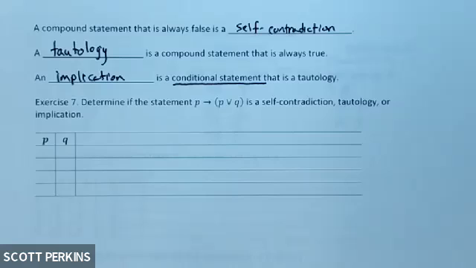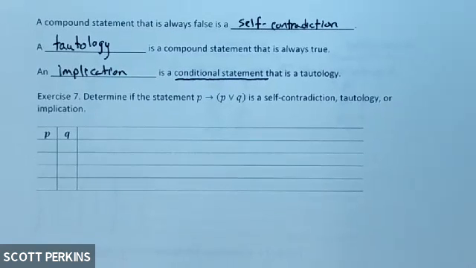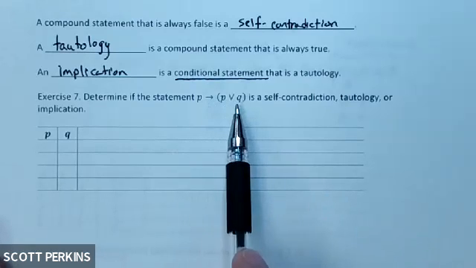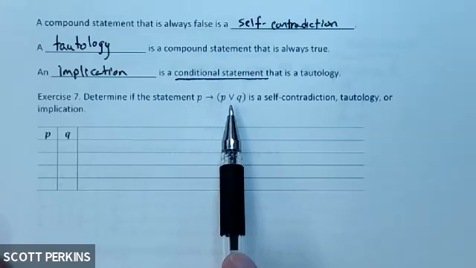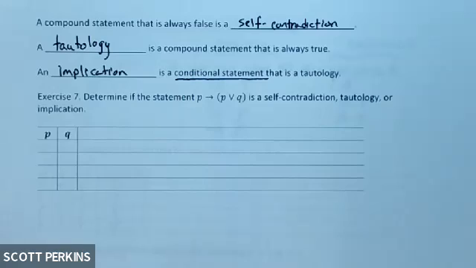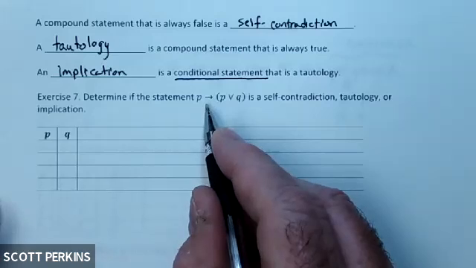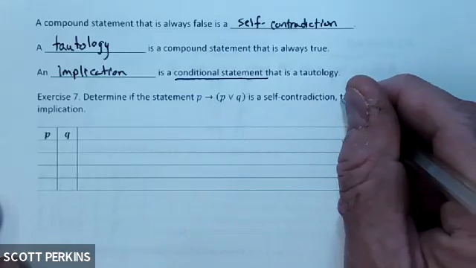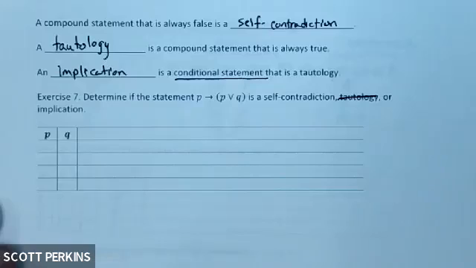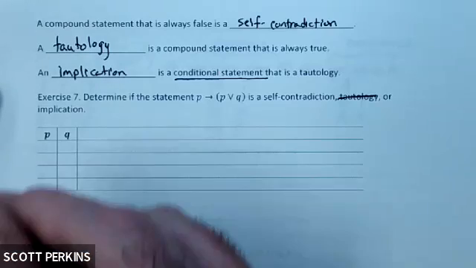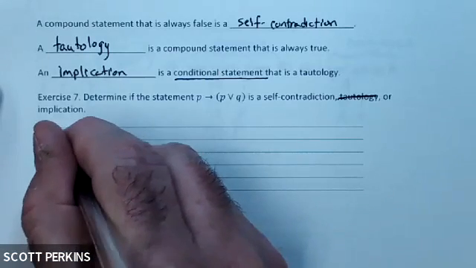So the last exercise for this section is a relatively simple one. I've given you this statement here that has two simple statements. I'm going to cross out tautology because it's a conditional statement. If it's a tautology, it's an implication. So it's either going to be a self-contradiction or an implication, one of those two, or neither. If there's a mixture of truths and falses, it's neither of those things. Okay, so go ahead and do the truth table and we'll see what we get.